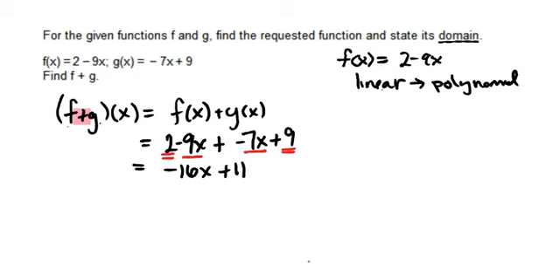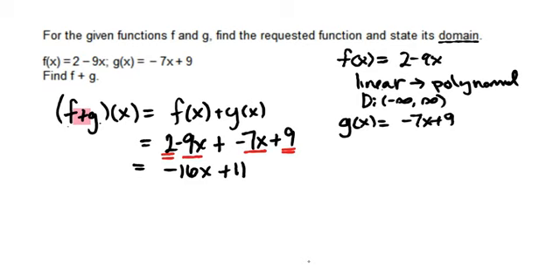And when you have a polynomial function, its domain is all real numbers. Polynomial functions have no restrictions on their domain. So that domain is all real numbers or negative infinity to infinity. And then we have the function g of x, just negative 7x plus 9. It looks very similar to f of x.